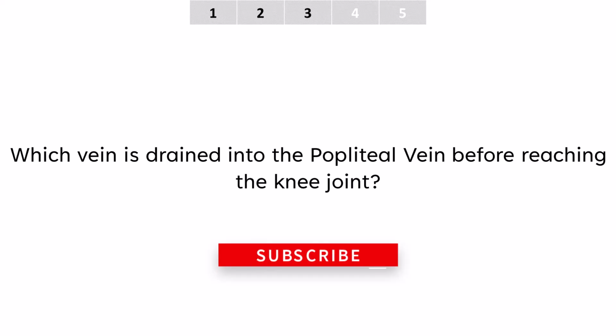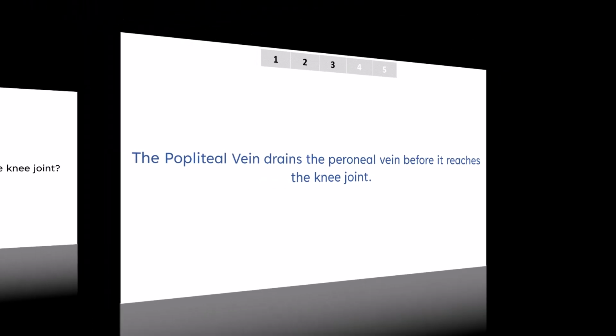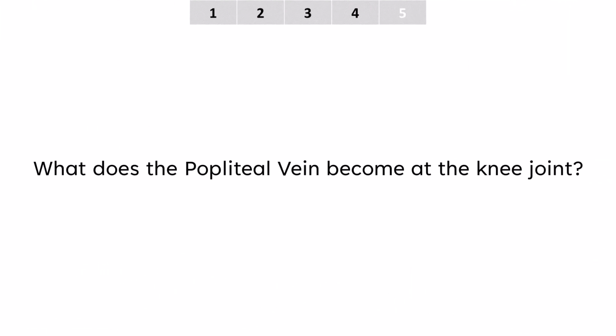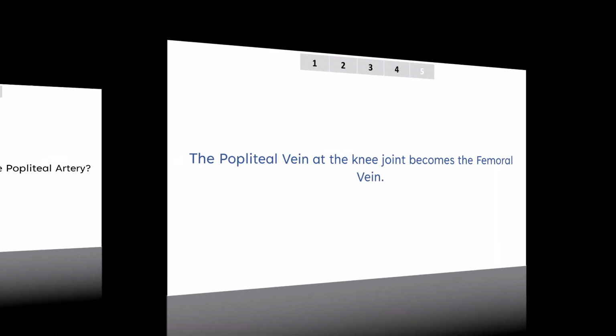Which vein is drained into the popliteal vein before reaching the knee joint? The popliteal vein drains the peroneal vein before it reaches the knee joint. What does the popliteal vein become at the knee joint? The popliteal vein at the knee joint becomes the femoral vein.